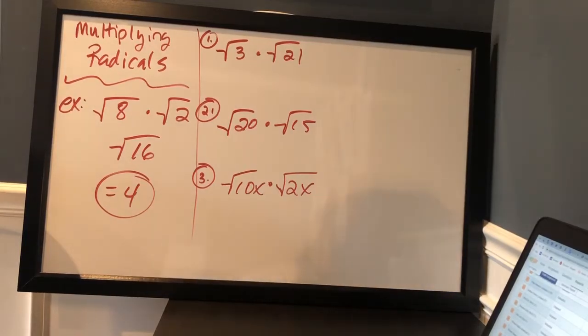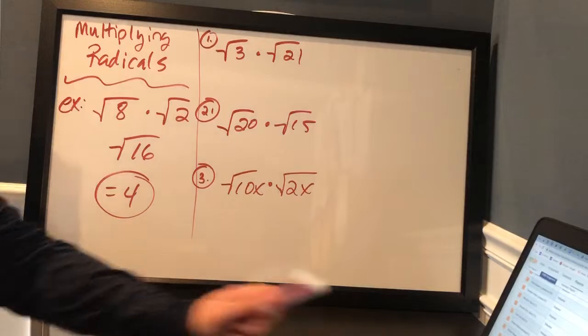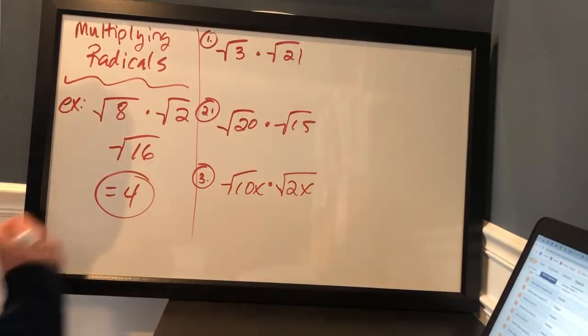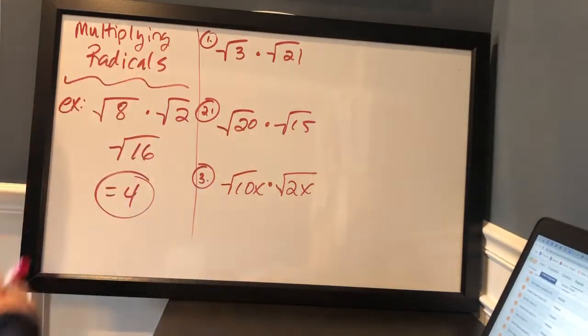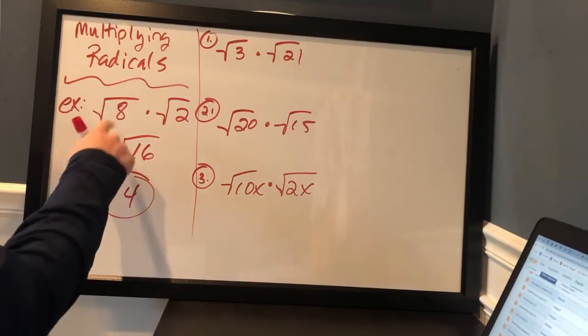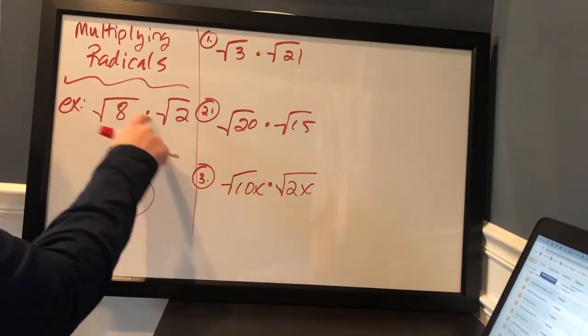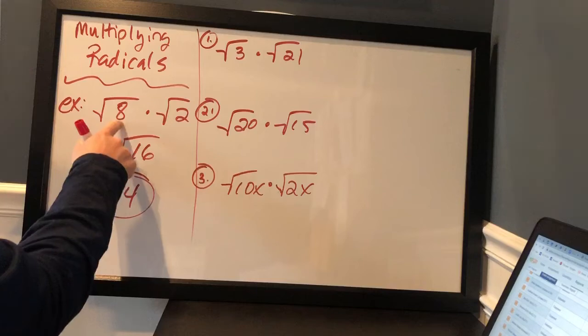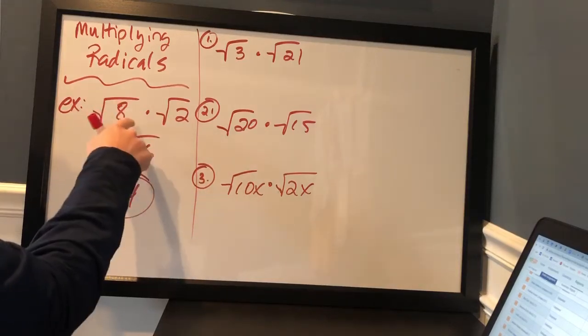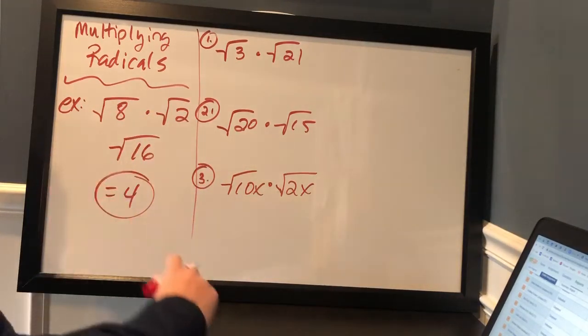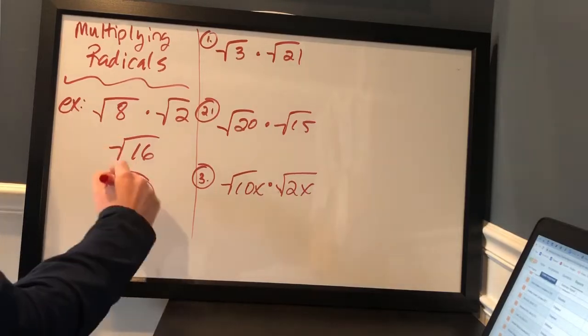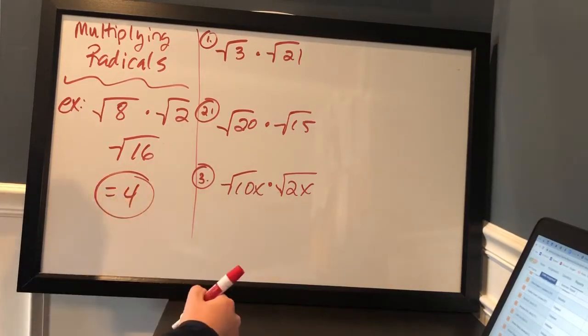Okay guys, here's the second part of the first concept you're doing with the radicals. All right, and this is with multiplying radicals. Multiplying radicals is you're just taking this radical times this radical. In this case, the square root of 8 times the square root of 2 would give us the square root of 16. And then at the end we would simplify and say the answer is 4.